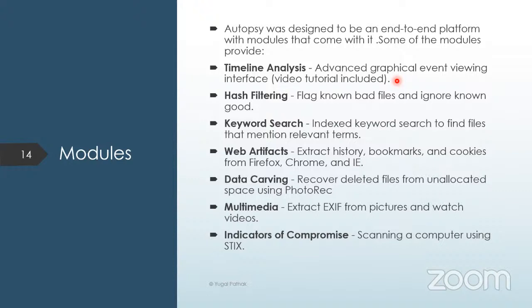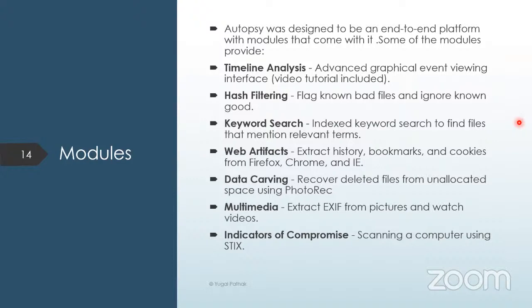The next is hash filtering. Now, what is hash filtering? Hash filtering basically means it will help us flag the bad files and ignore the good files. For example, if we are doing hash filtering in Autopsy, it gives us the option that if there are any files which are unreadable, which are not of our use, or not of proper purpose, in that case we can filter them out.